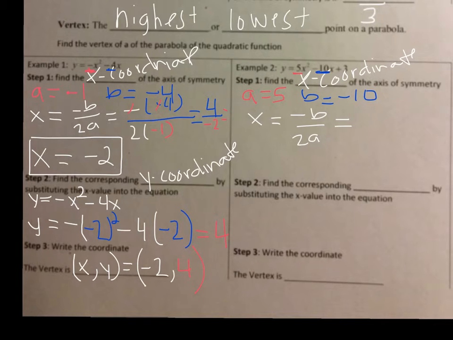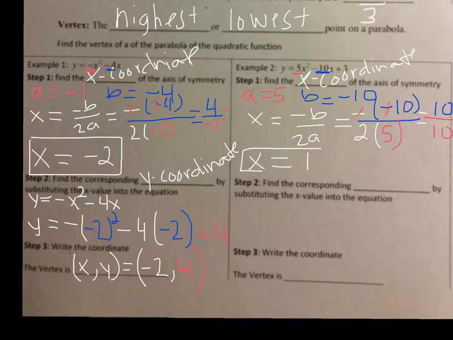So if we substitute the variables into the equation, we'll get negative times -10 over 2 times our a. The a is 5. If we simplify that, a negative times a negative will give us a positive. So we'll have a positive 10 on top, and 2 times 5 will give us 10. So we simplify that one more time, we get x is equal to 1. And that's what we want for step number 1.